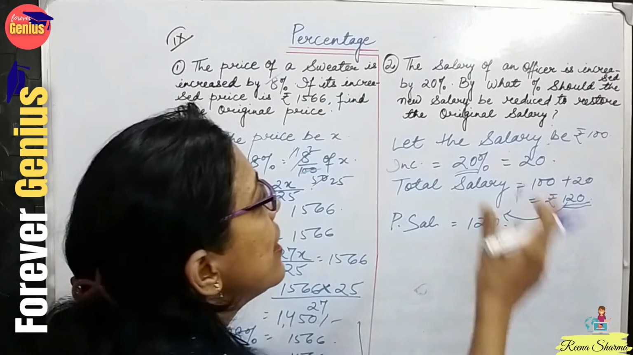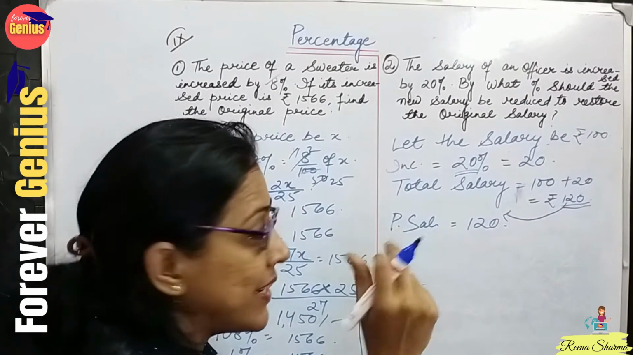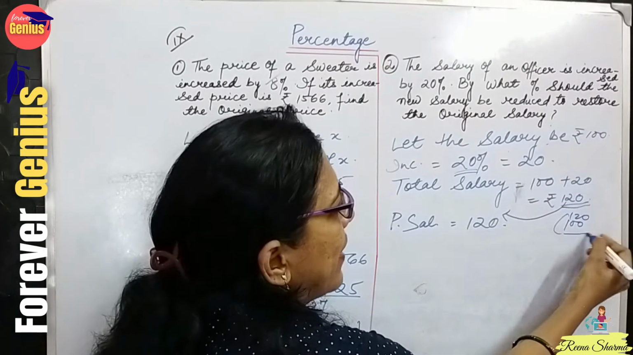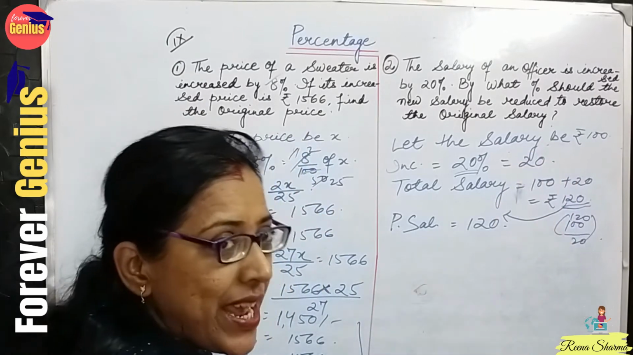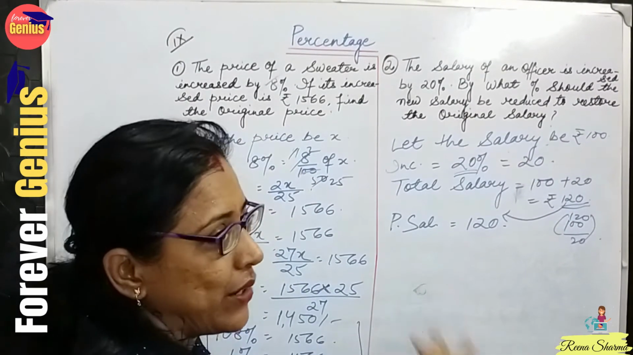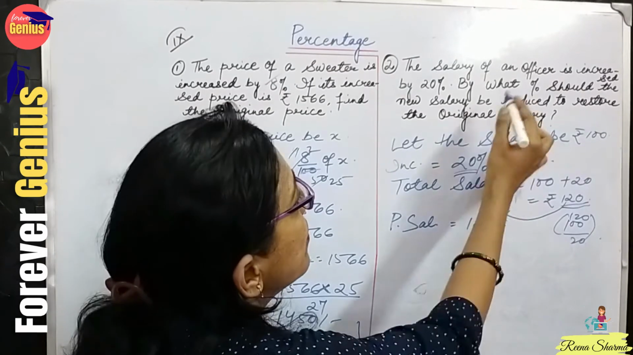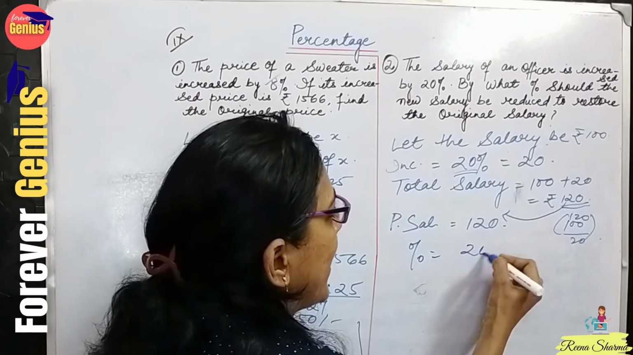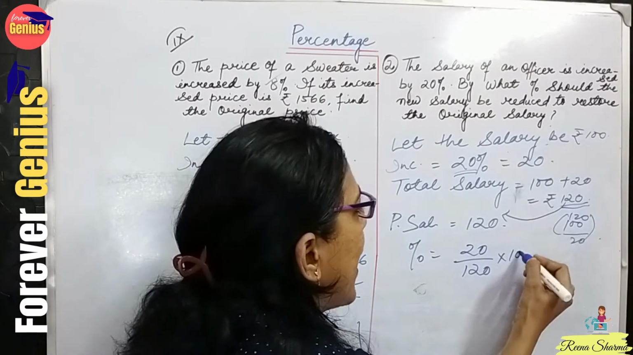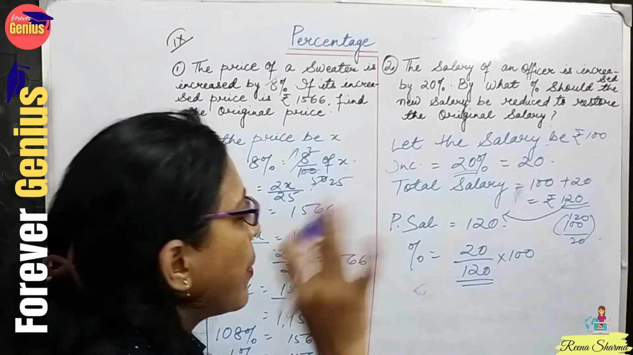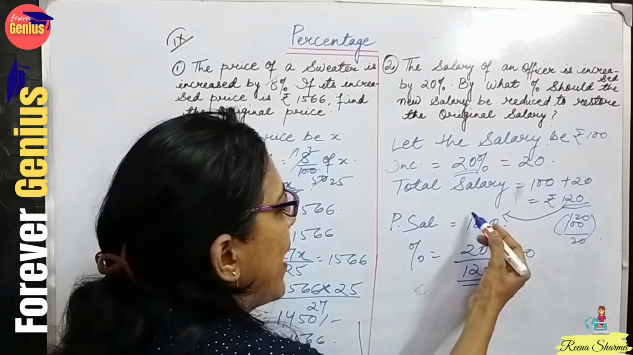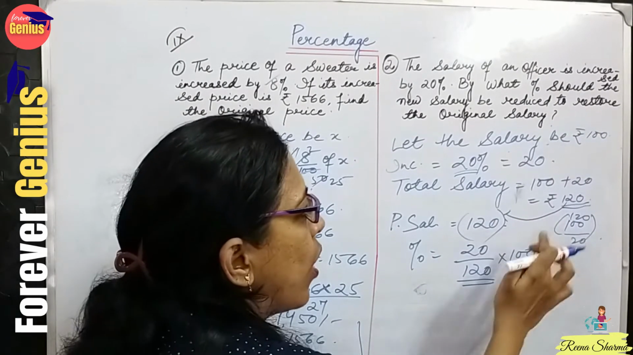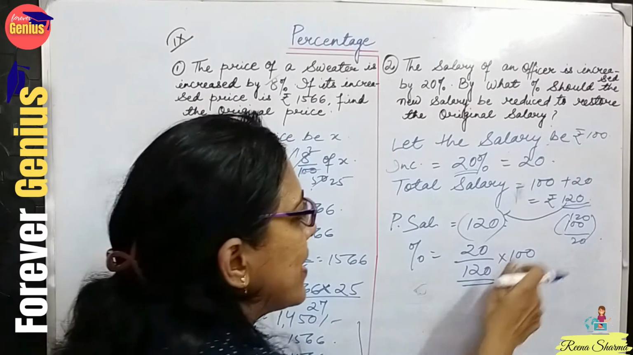If I want to reduce, how do I find the percentage? Always find the difference. The difference between 120 and 100 is equal to 20. This difference is required so that I can find the percentage. So how much should I decrease? The percentage will be 20 by 120 into 100. Why by 120? Because the reduction now is based on the salary which is 120, not on the basis of 100. I want the percentage, so I am multiplying it with 100.